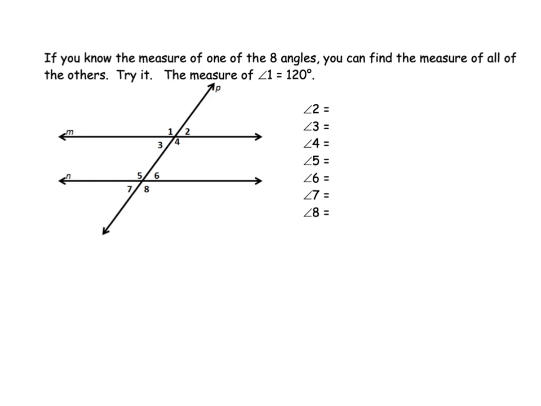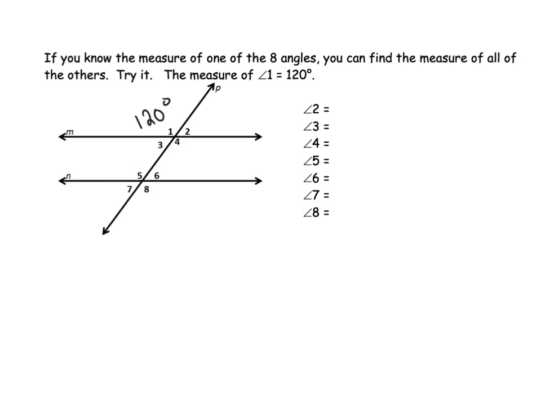Alrighty, the last problem for this video is going to ask you to find the measure of all of the other 8 angles. Now, there are multiple ways that you could get this. First things first, though, I would always start off with labeling what you know. You can see here it says that measure of angle 1 is 120 degrees. So I'm going to go ahead and label what I know.